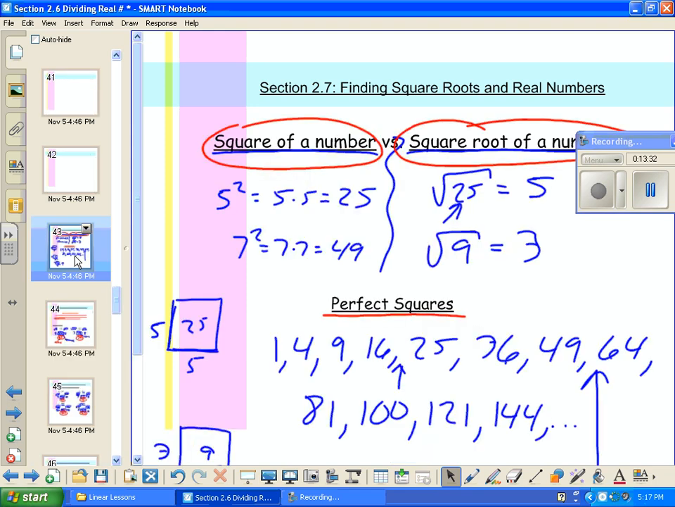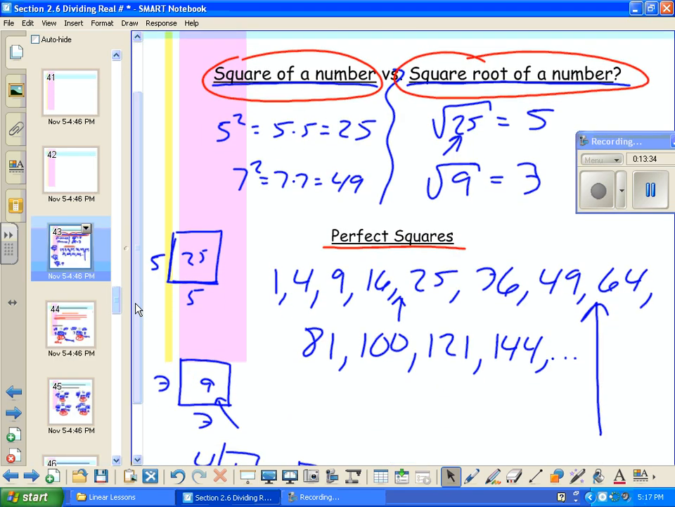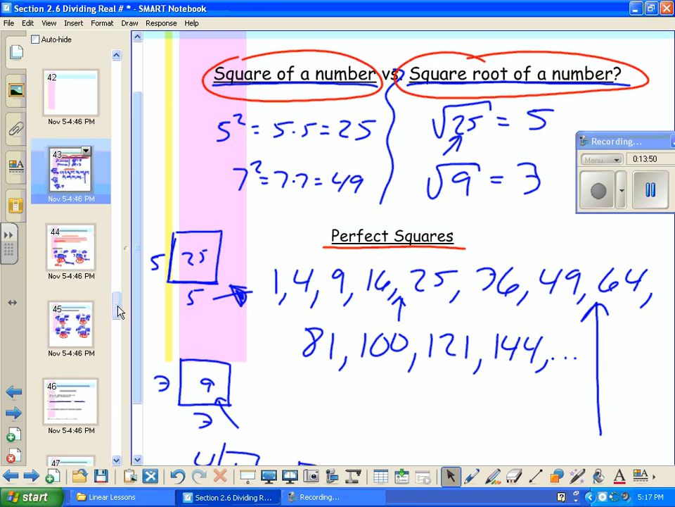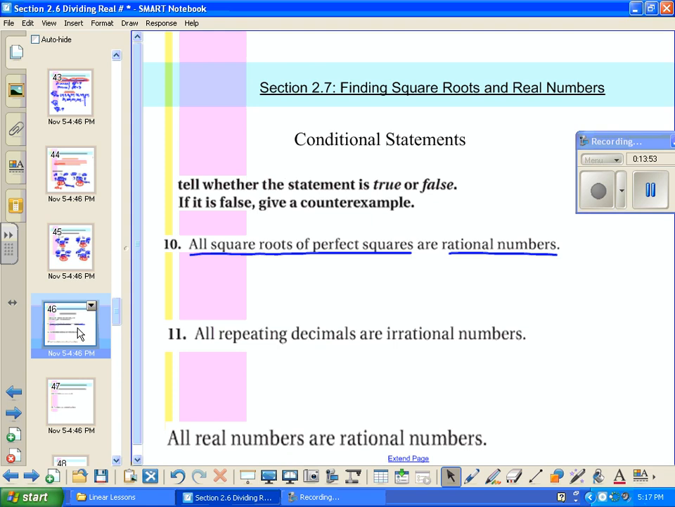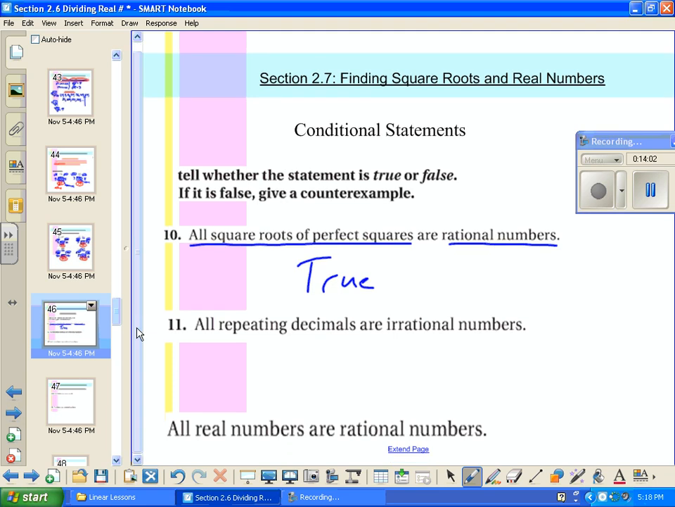Well, if we look at our list of perfect squares, just as a reminder we made earlier, okay, here are perfect squares. Numbers like 1, 4, 9, 16, 25, 36, 49, 64, all those types of numbers. Well, the definition of those is when I take a square root of it, I'm going to get a whole number. Are all whole numbers rational numbers? Well, yes, they are. So this one I would say is true. That statement's true.